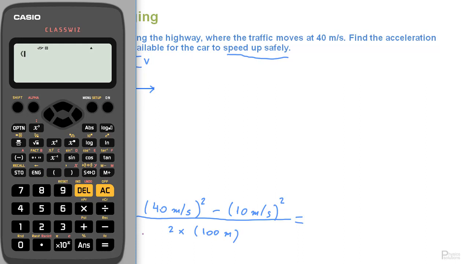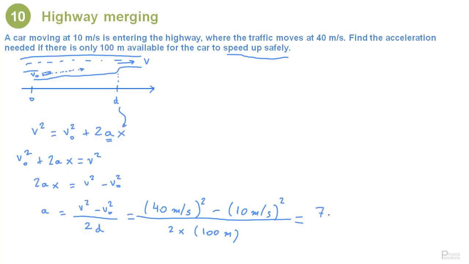In the numerator we have 40 square minus 10 square, close parentheses, divided by, again in parentheses, 2 times 100, which gives me 7.5. And the units, as I mentioned, since all the length units are in meters and the time units are in seconds, the unit of acceleration is meters per second square. And there we have it.